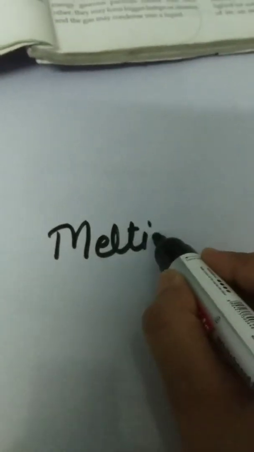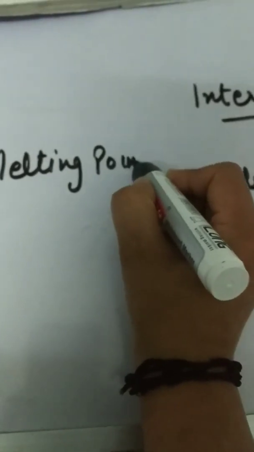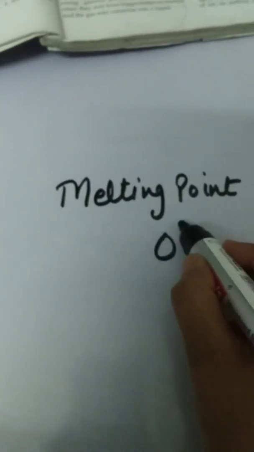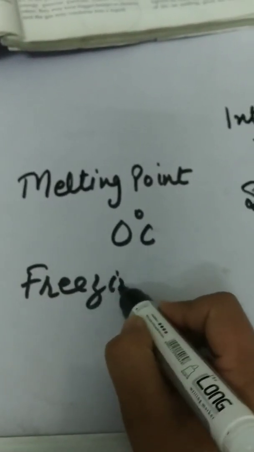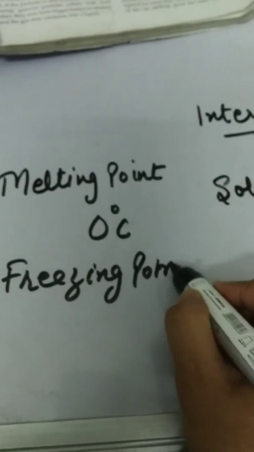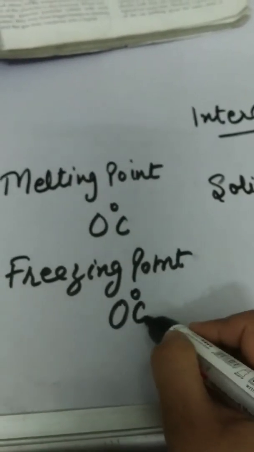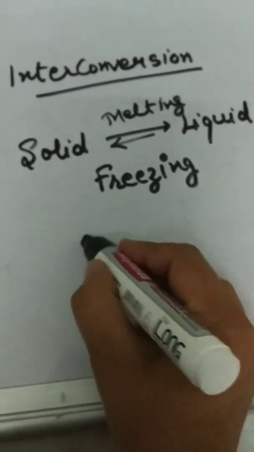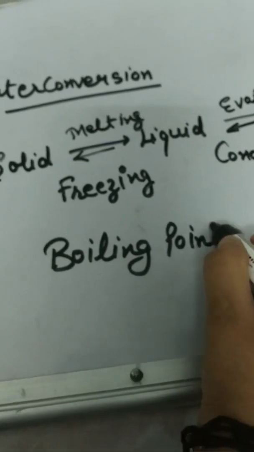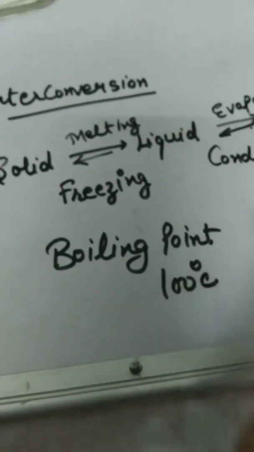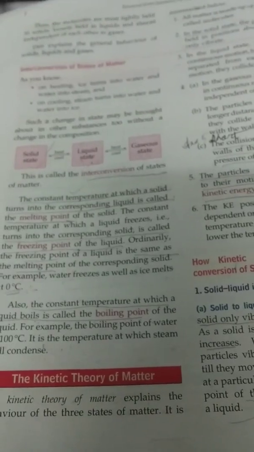What is the melting point of water? 0 degree Celsius. What is the freezing point of water? 0 degree Celsius. What is the boiling point of water? 100 degree Celsius. We will discuss up to this in this video.